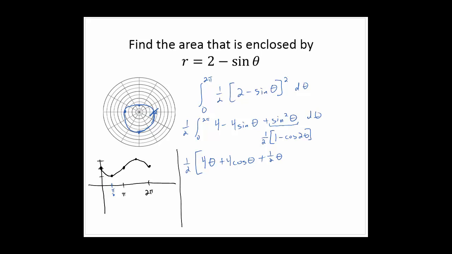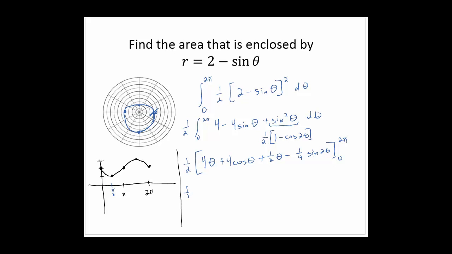And the antiderivative of 1/2 cosine 2 theta, well, we'd have to use a u substitution there. Let u equal 2 theta, and we'd end up with 1/4 sine 2 theta. And we have to evaluate all this from 0 to 2 pi.